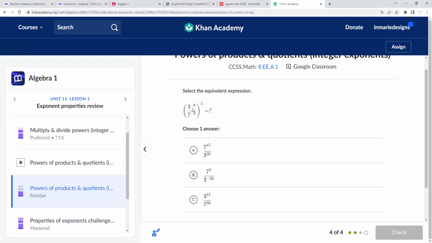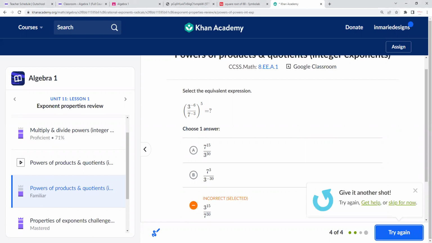Okay, so that would get me -30 on top, -15 on the bottom. If I flipped both of them, they would then be 15 on top, 30 on the bottom, and they would become positive.